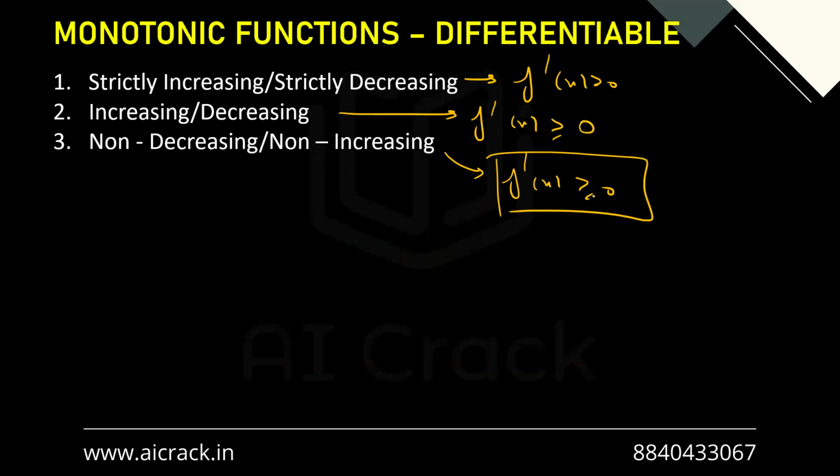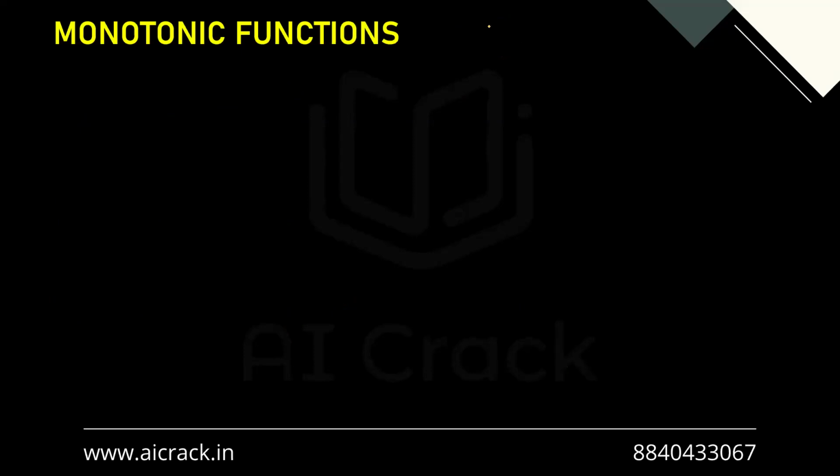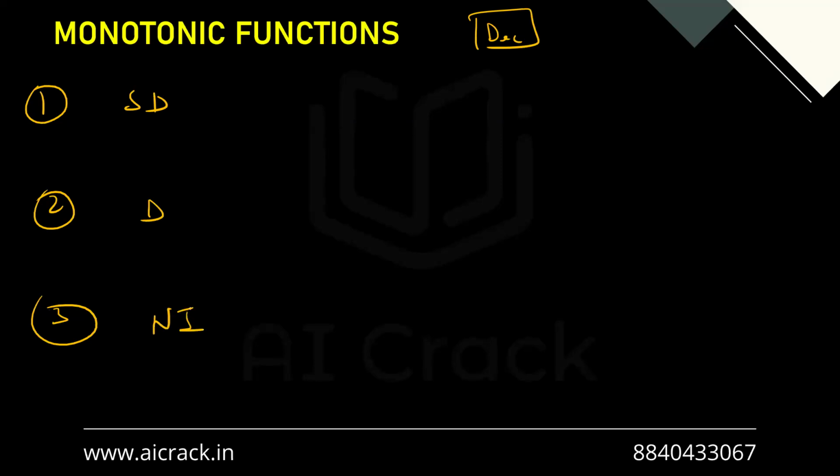The f dash x equals 0 can happen for the interval as well. Okay, and now if we talk about the second types of function, that is decreasing types of functions. The first major category would be strictly decreasing, second would be just decreasing, third would be non-increasing, right? Now in the first case, the condition would be f dash x should be less than 0. In this case, f dash x should be less than or equal to 0, where f dash x equals to 0 can happen for a point, not for the interval.